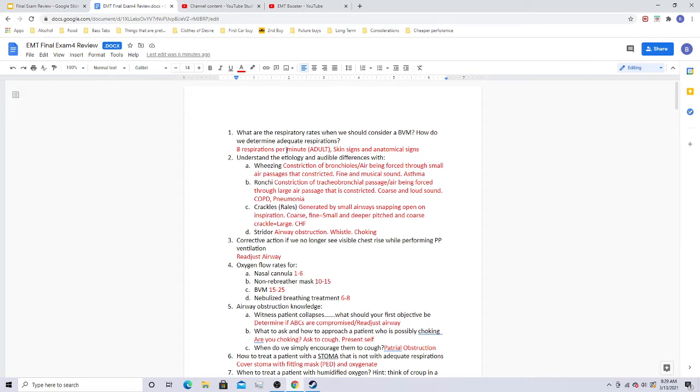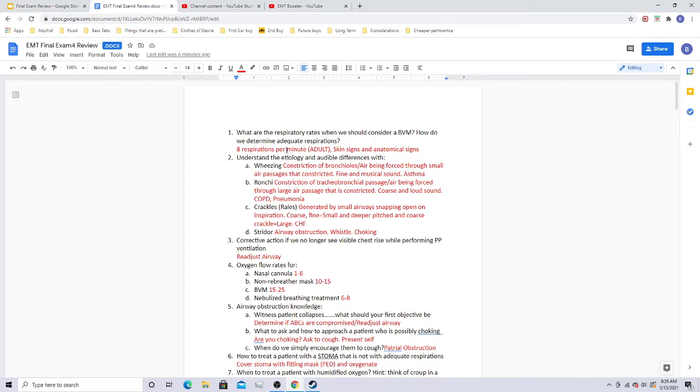Stridor is an airway obstruction. This can be due to the person's tongue, which is the most common foreign body, or a true foreign body like a piece of food. You can also see this when the patient is in anaphylaxis and they're becoming constricted in their upper airway.